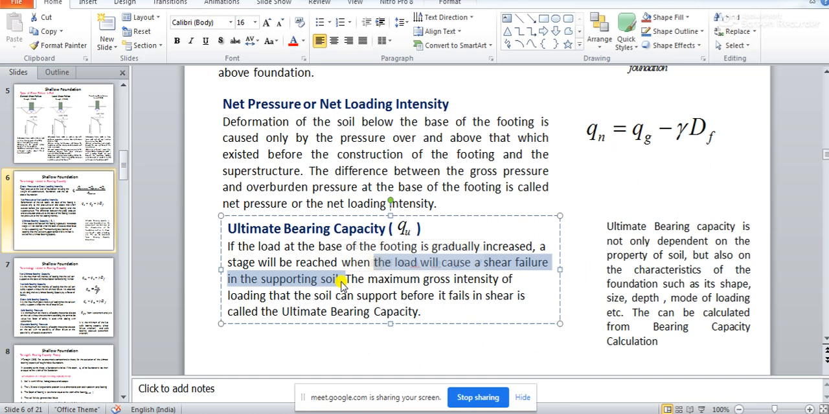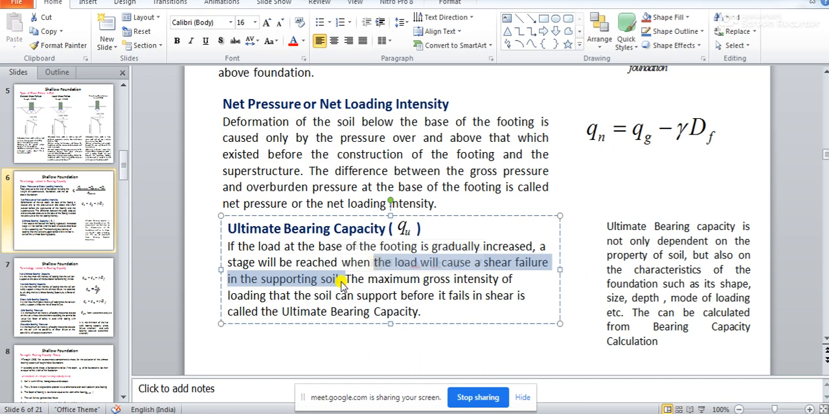That means if you are gradually increasing your load on a footing, and how do you increase the load? You are increasing the load from your superstructure. Your soil has some capacity to take that much amount of stress, right? Because the foundation is taking the load, and ultimately the foundation is transferring the load to the soil. So when the load is transferred from the foundation to the soil, the soil will be getting stressed.